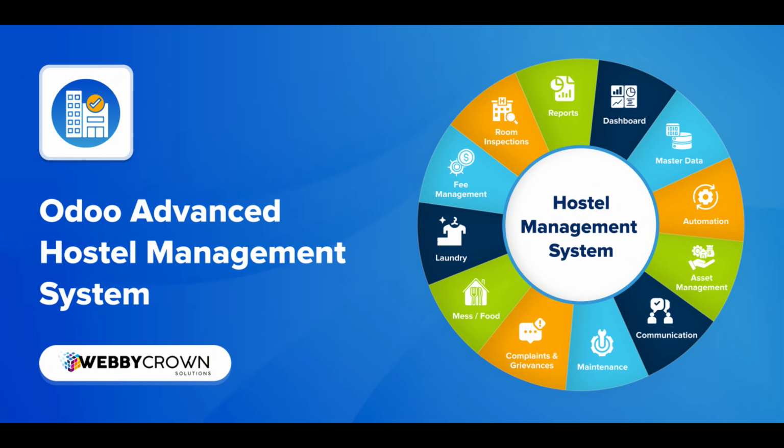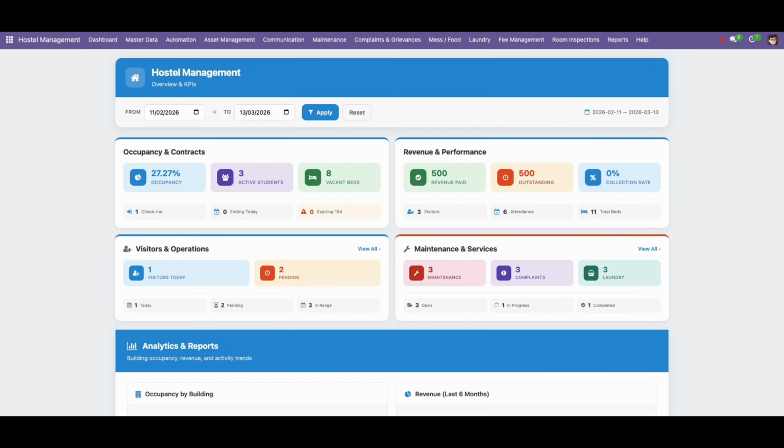We'll start with the dashboard, then cover master data and daily operations, followed by services and operations like maintenance, complaints, mess, laundry, then fee management, inspections, reporting, and finally the configuration and help sections. From the top menu, we start with the dashboard.